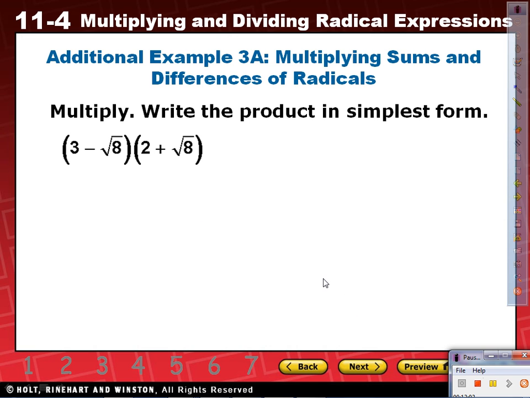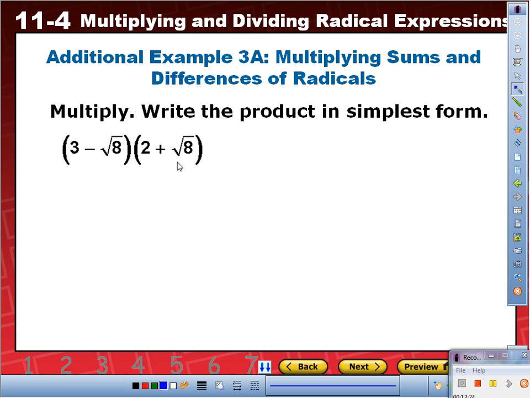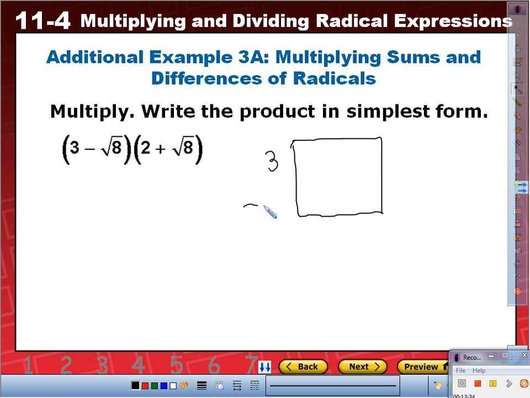We're going to do this one together since I'm pretty sure you remember the process for multiplying binomials. For those of us that forgot, here it goes. When you have a binomial times a binomial, you get your area model going. Here we go. This one goes here, 3 minus square root of 8. You draw your line across. This one goes on top, 2 plus square root of 8. Draw your line down. So let's multiply.